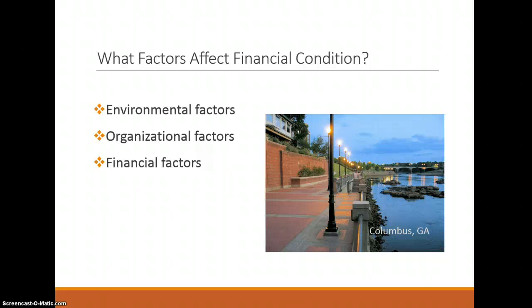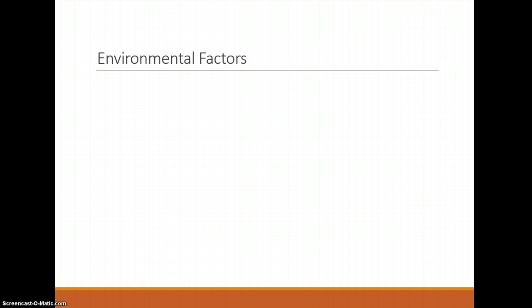The ICMA developed a set of handbooks, and these handbooks help to evaluate the financial condition of government. These are environmental factors, organizational factors, and financial factors. We'll talk about each one of them in more detail. All right, first, environmental factors. The basic question here that we're asking is, are the resources adequate to meet citizens' demand for services?